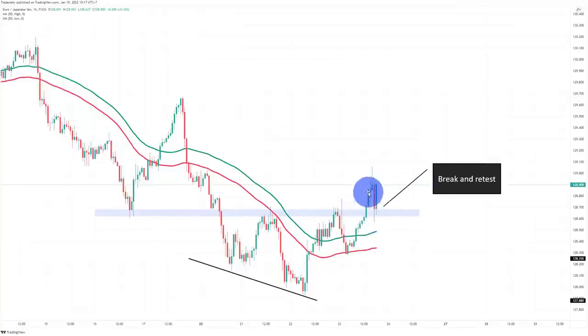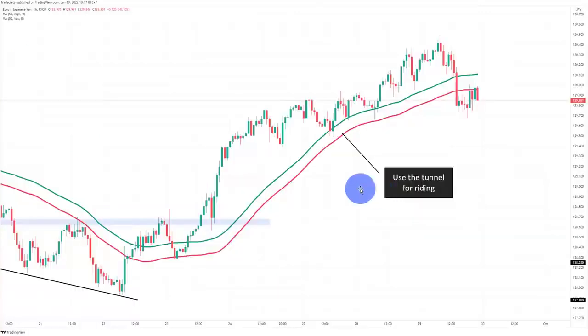We have seen that many times. We have the breakout, the retest, and then the strong reaction away from it. And then you can see the trend is unfolding and it is using the tunnel for pullbacks. And as long as the market is not able to get on the opposite side of the tunnel, your trade should be good to go.